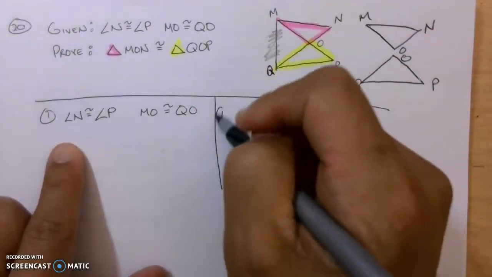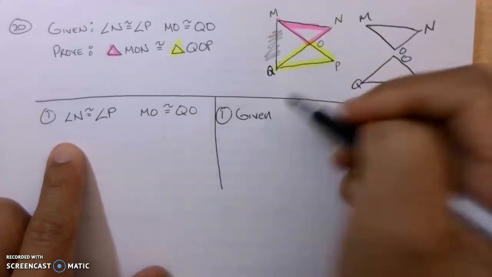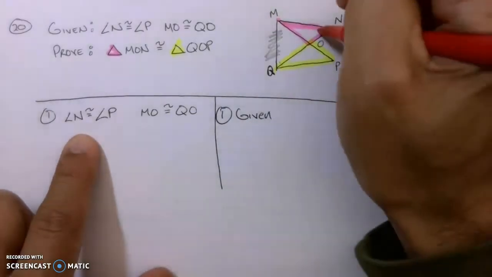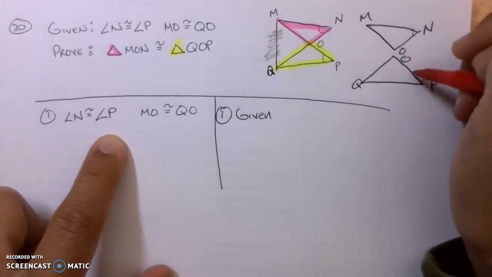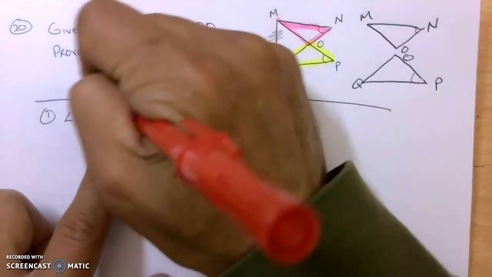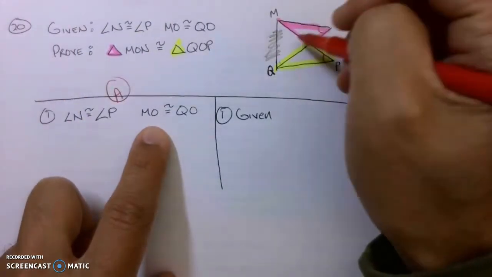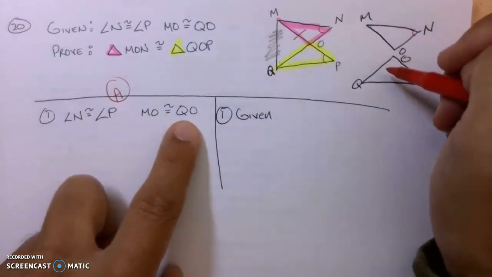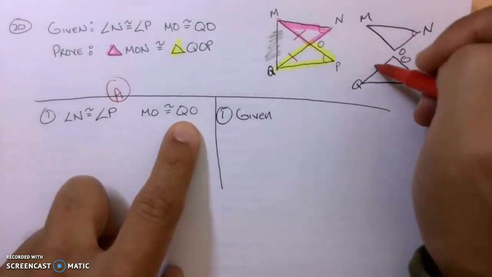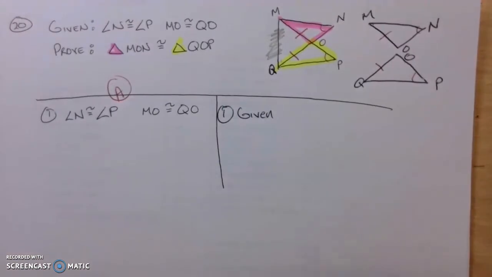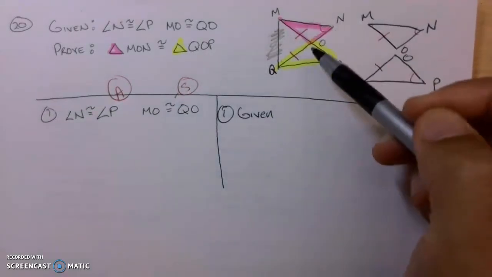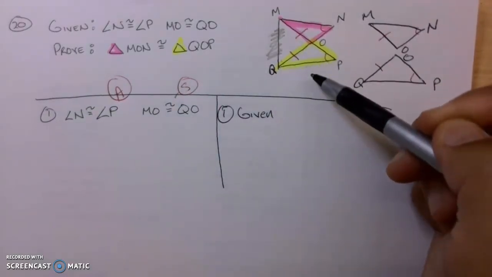All right, let's go right to the given and see what they give us. Angle N is equal to angle P. That's an angle. Given. Angle MO is equal to QO right here. So now I've got an angle and a side. I need one more piece that might be equal. Can I say this side is equal to this side? Well, there's no indication of that.